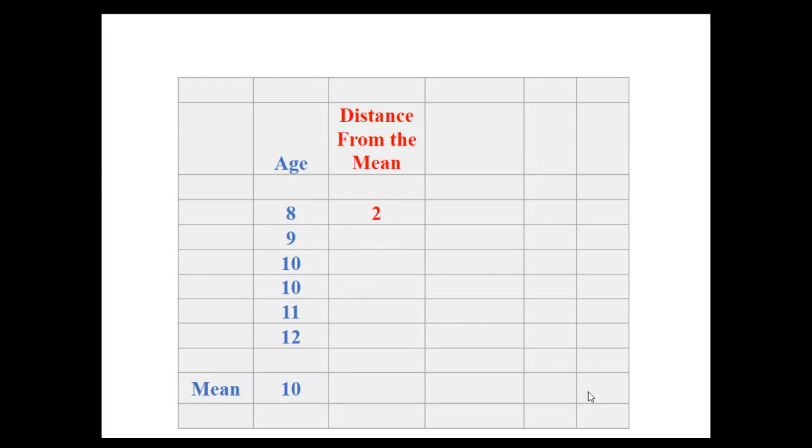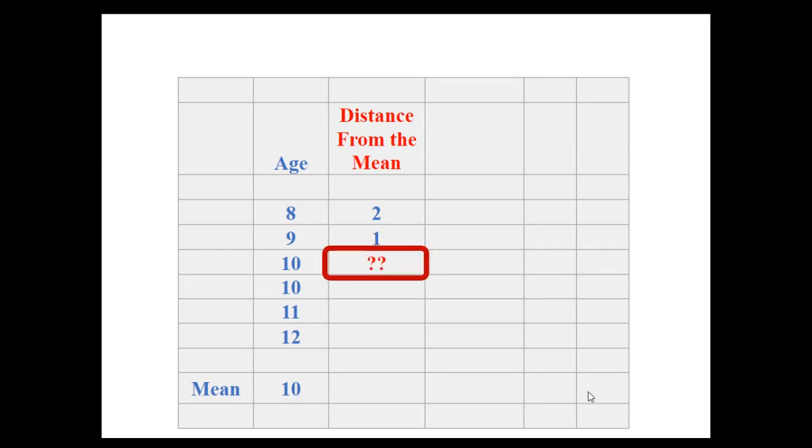We subtract the score from the mean, and that gives us 2. Now remember, distances are always positive unless they're 0, right? So they're always 0 or positive. If we get a negative number, we know we made a mistake. Okay? So what's the distance of 9 from the mean? Okay, got that? The distance is 1 because 10 minus 9 is 1. We just subtract the mean minus the score, which is 1.